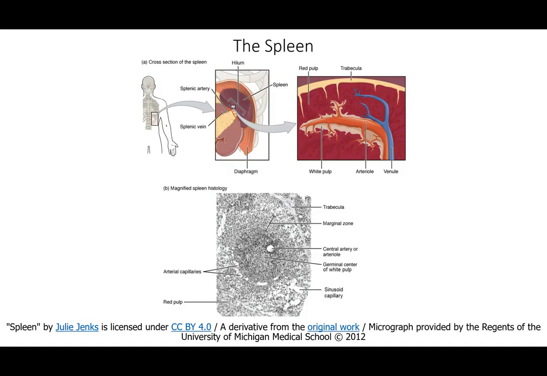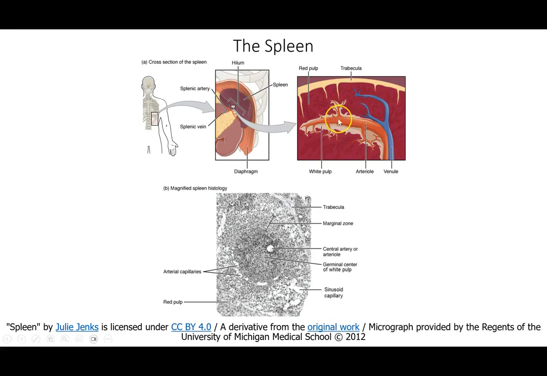So this is where a lot of B cells are going to be actively dividing and making copies of themselves, so that clonal expansion. And it's also going to have T cells, macrophages, and dendritic cells located in there as well. And this is where a lot of the T and B cells are being activated as part of that overall immune system response.